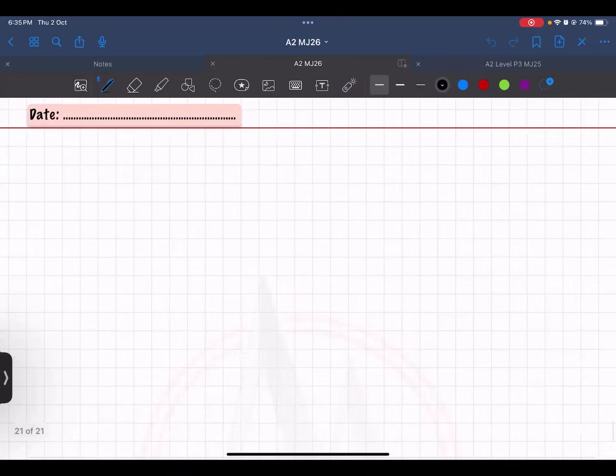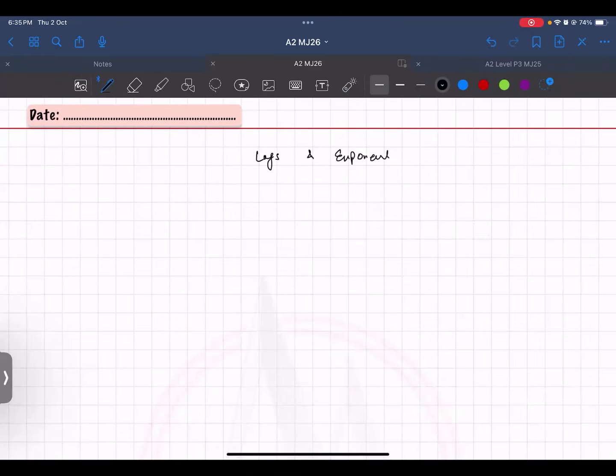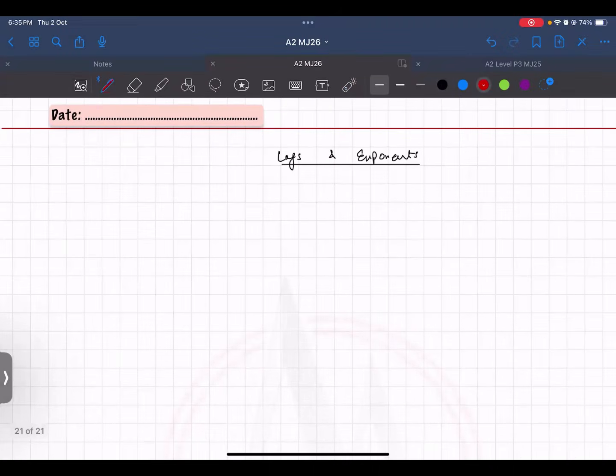Okay, so for today's class, we have logs and exponents. They both are related to one another. Exponential functions, you have seen them before. Exponential functions are when your variable is in the power. For example, 5 power x, 10 power x square, y is equals to 5 power x, and something like this. These are called exponential functions. Why? Because you can see that your variable is in the power.